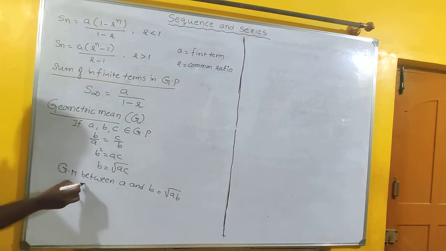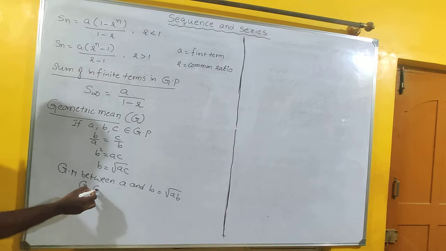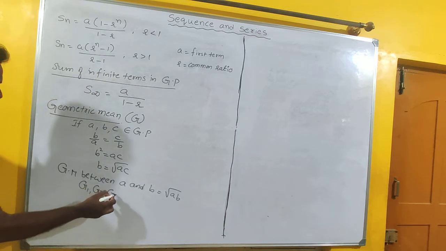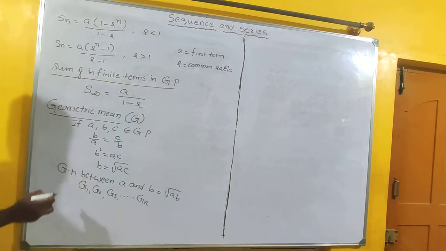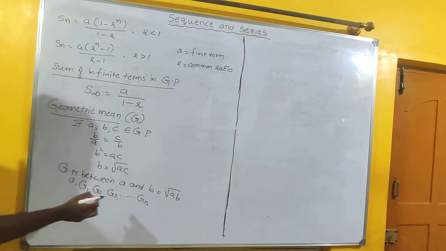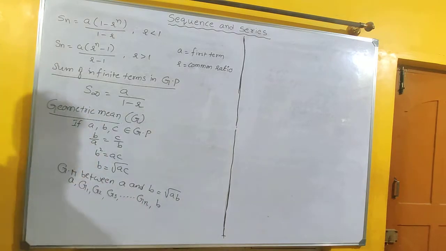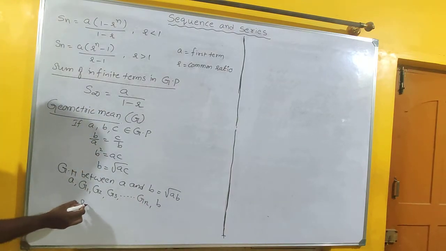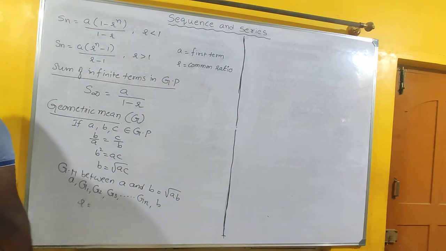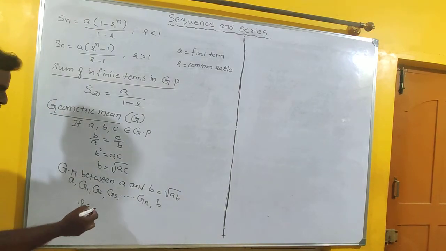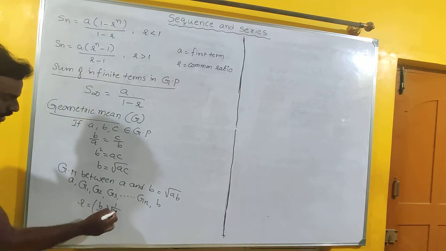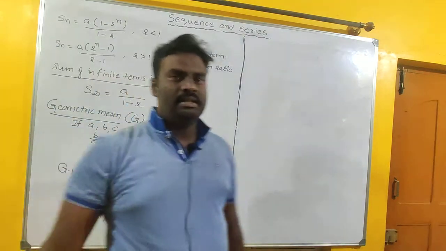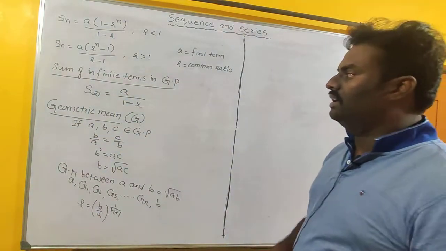For example, if G1 is the first geometric mean, G2 is the second geometric mean, G3 is the third geometric mean, Gn is the nth geometric mean, so these are the geometric means between the two numbers A and B. Then the ratio R equals the formula B by A whole power 1 by n plus 1. This is the formula for the common ratio.